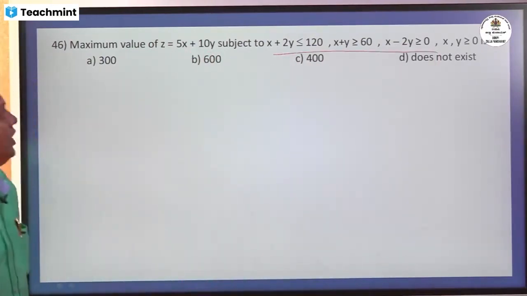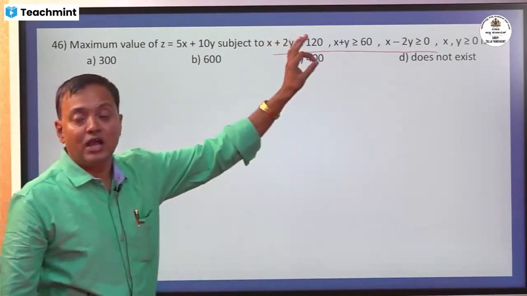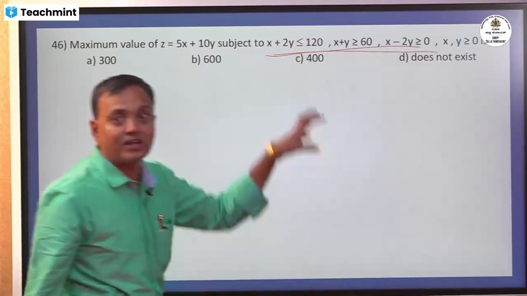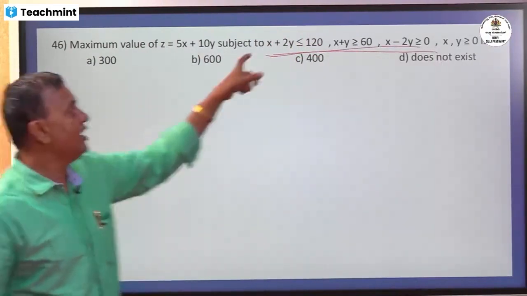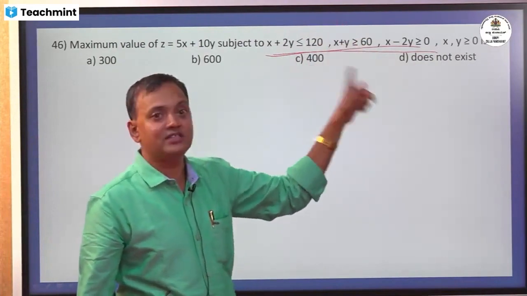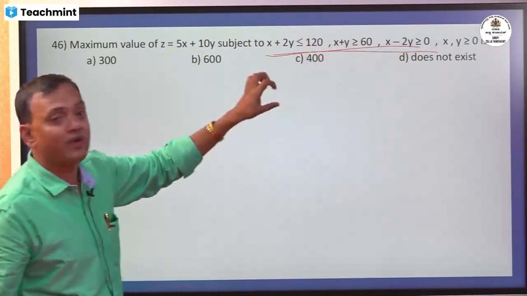Maximum value. Now here, in the previous question corner points are given, but here corner points are not given, but only inequalities are given. So find the maximum value.